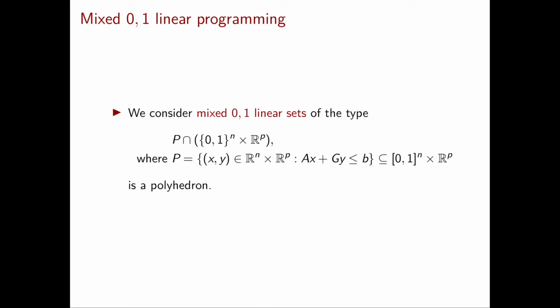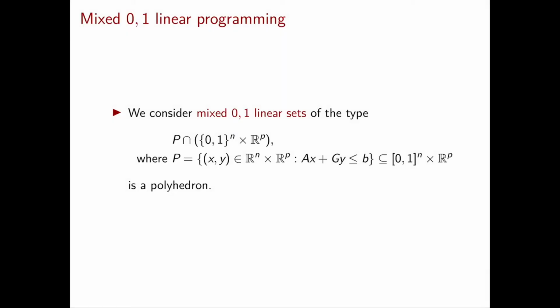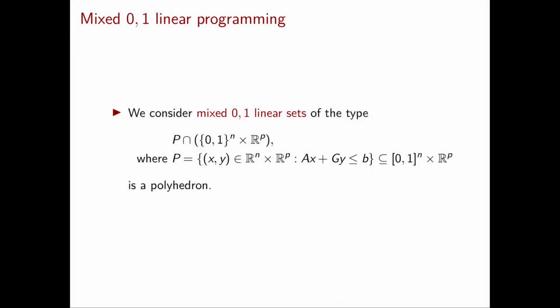We consider mixed 0-1 linear sets of this type P, where P is a polyhedron as usual, intersected with binary points for the x variables and just R^p for the p continuous variables y. Without loss of generality, we can consider a polyhedron P with x variables that satisfy x_i between 0 and 1 for every i. As always, our polyhedron is given by a system of linear inequalities.